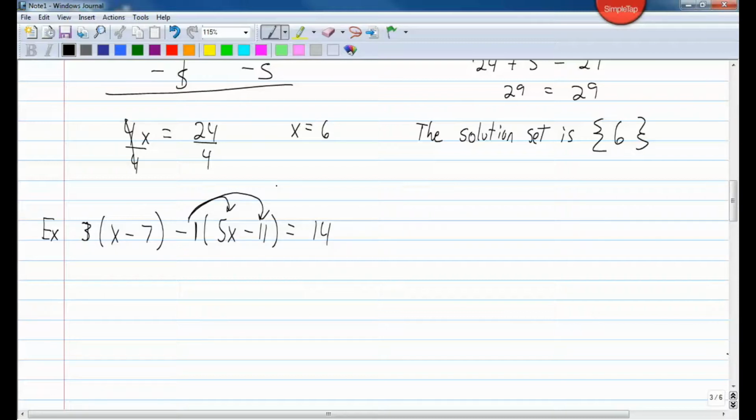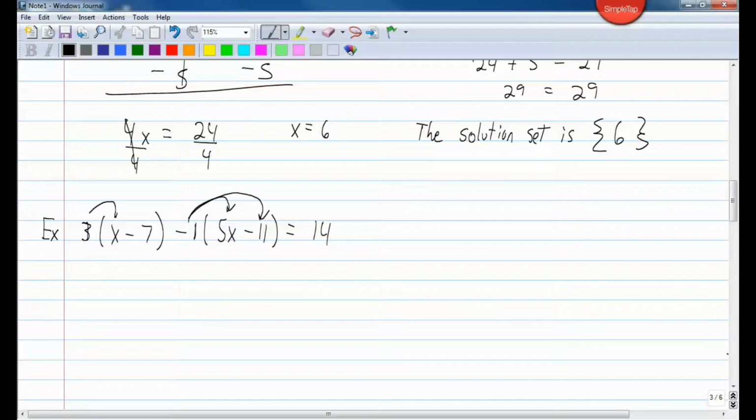Now you may have been taught just to say, okay, well if you have a minus in front of a parentheses, just distribute the negative to everything in the parentheses. And that's fine, but what we're actually doing is we're multiplying everything by -1. That's just, to me, the easiest way to think about it.